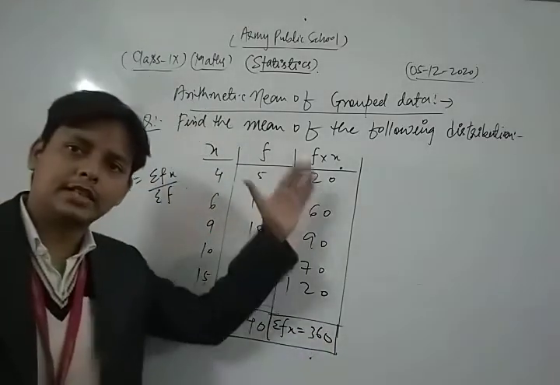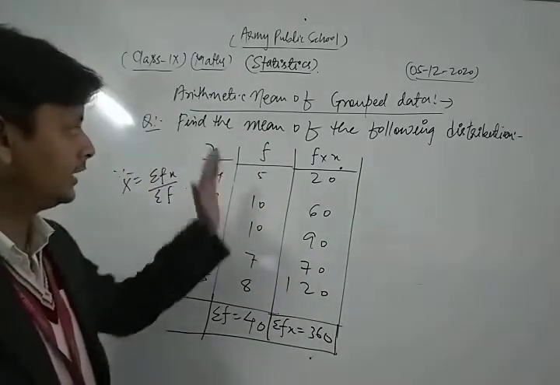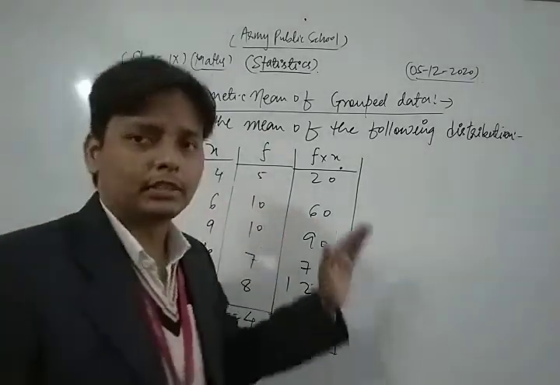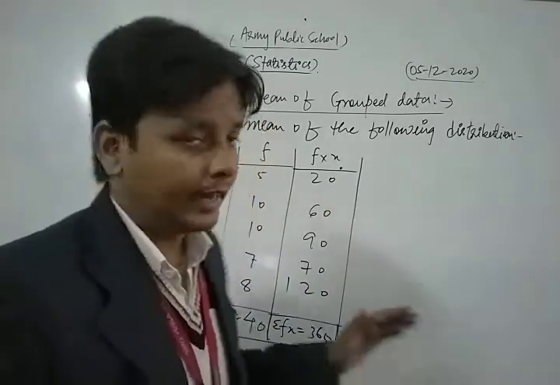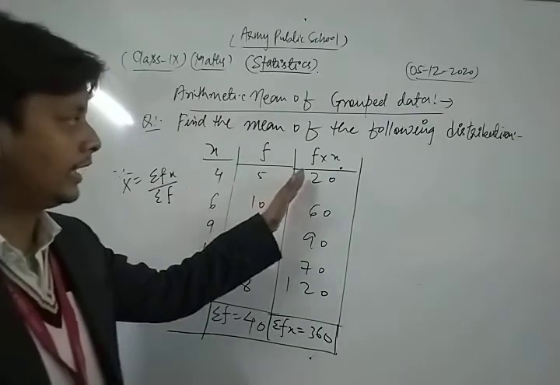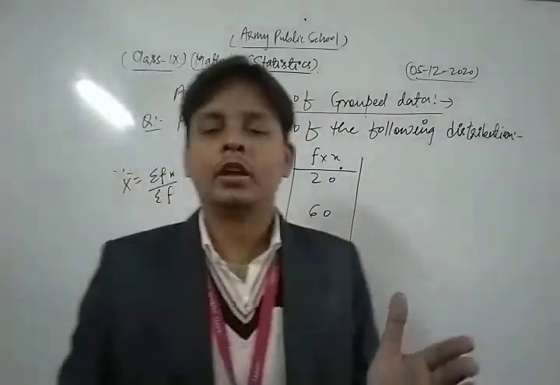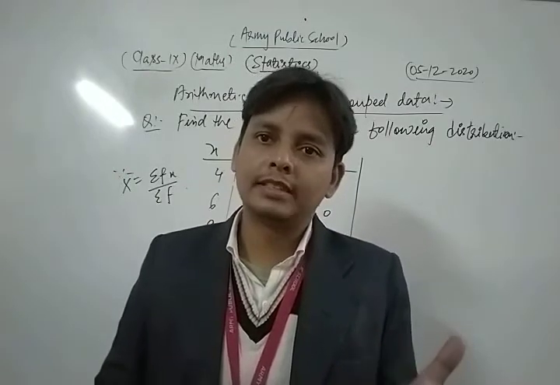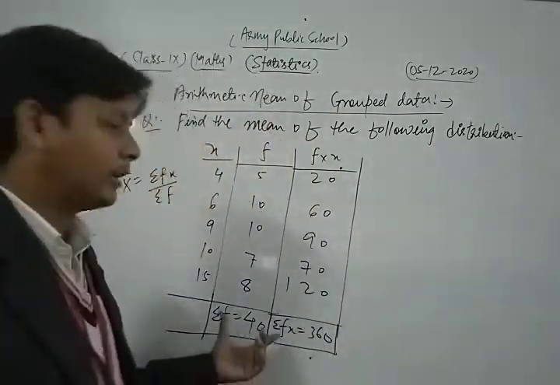Now let's see. First of all, we draw columns like this, and in one column we write the variable x. In the second column we write the frequency, their corresponding frequency f. And in the third column we write f into x. F into x means the product of the variables and their corresponding frequencies. Now we apply the formula.